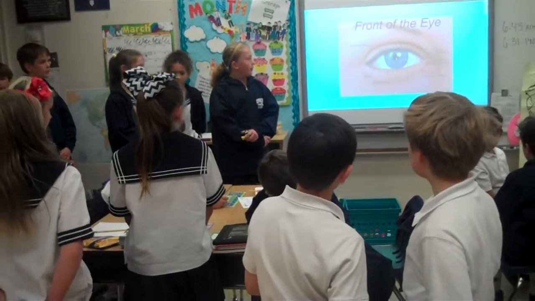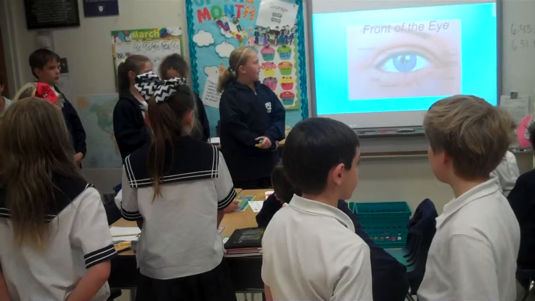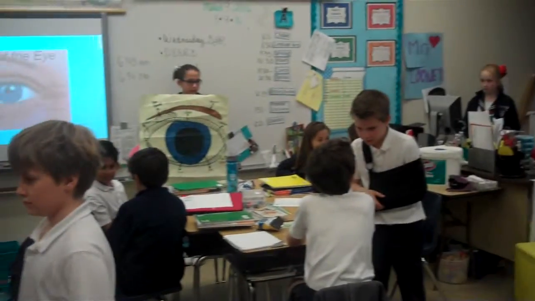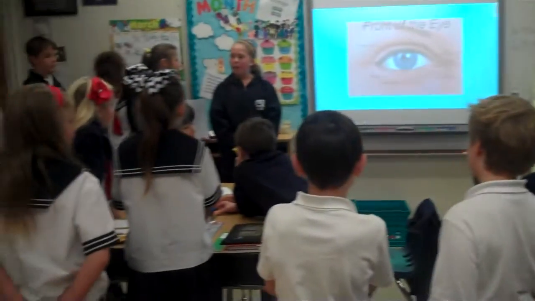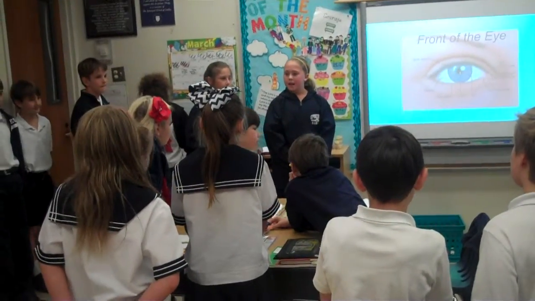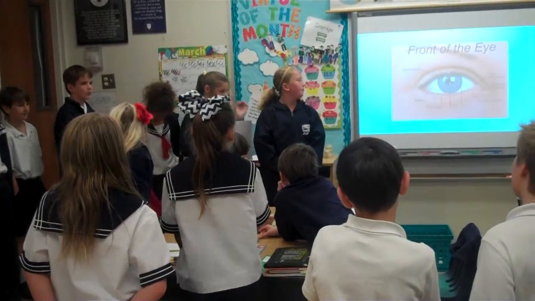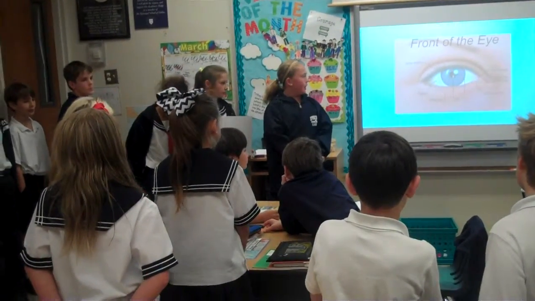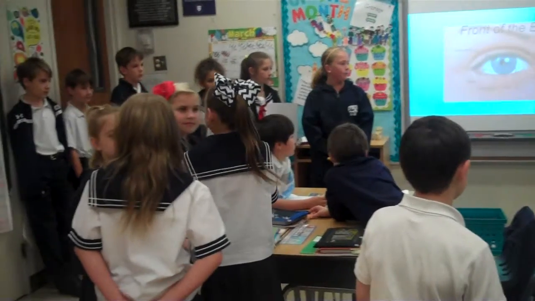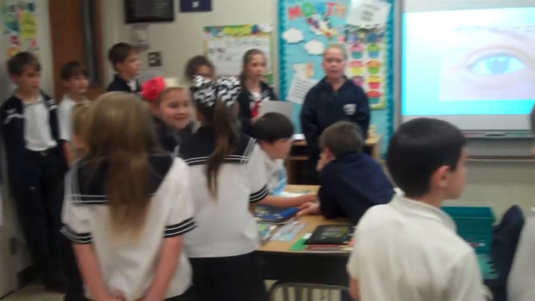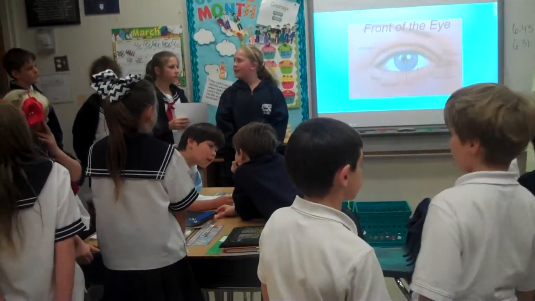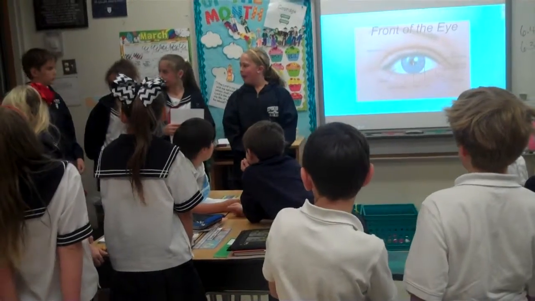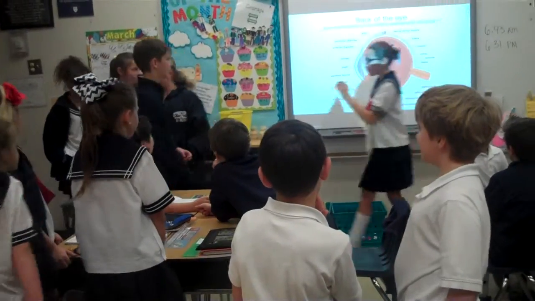Now everybody, can you look for the eyelid, the eyelashes, and the eyebrows? All of these parts help so that dirt, sweat, and dust don't get into the eye. Now look for the tear duct, which is in the corner of the eye. It is a passage where tears flow through to the nose. Now Charlie will talk about the back of the eye.